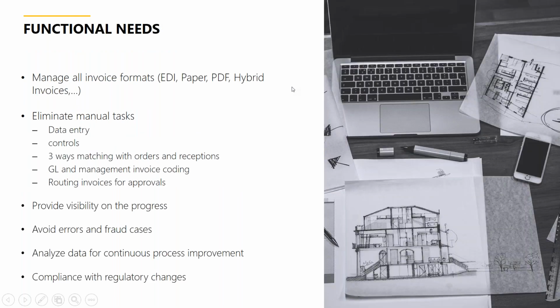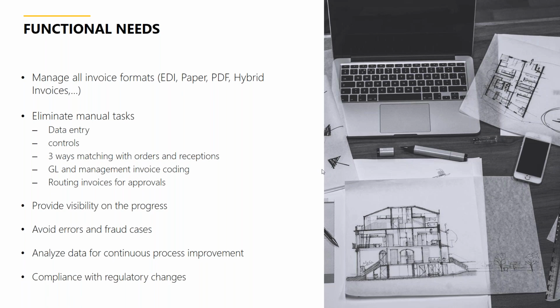So what is it you need to be able to do? We're looking at some of the functional requirements that you should be looking at if you're looking to go down this route. If you already have some capability in place, I would suggest you need to look even further. The key one, at the very start of the process, and we'll look at the process in a minute, is to manage all invoice formats. You're going to get them coming in by paper, because you already have that. You're going to have them coming in by email. I know you already have that. You may be having them come in by EDI or e-invoicing.